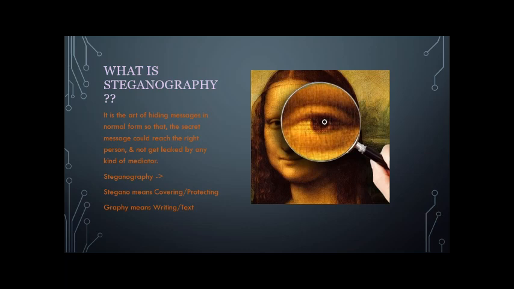Here you can see that steganography has been derived from two words. Stegno means covering or protecting, whereas graphy means writing. So in this page we have learned what steganography is and how it protects your privacy. Let's move on to the next page.